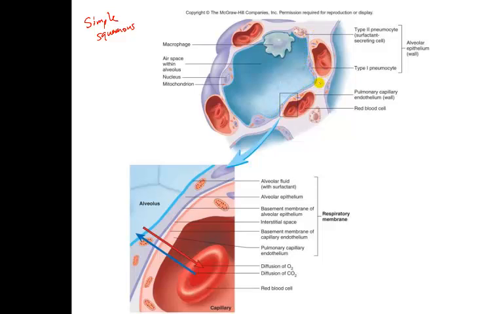One thing that's important to know is that the tissue of the lung surrounding all the alveoli is a bunch of elastic fibers. So the lung has a lot of elastic fibers. It's a very elastic structure. Those elastic fibers have two functions. The first is that they give the lung recoil.